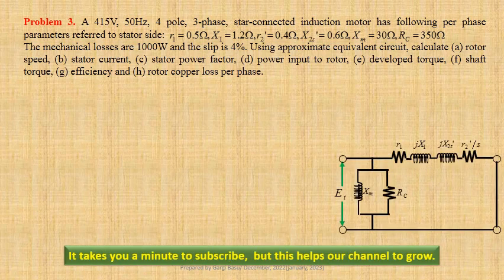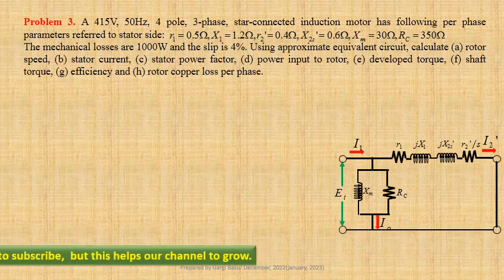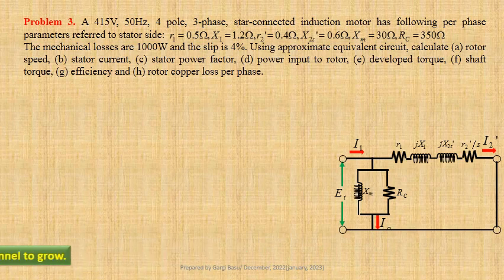Using approximate equivalent circuit, we have to calculate rotor speed, stator current, stator power factor, power input to rotor, developed torque, shaft torque, efficiency and rotor copper loss per phase. Let us first write down the given data.